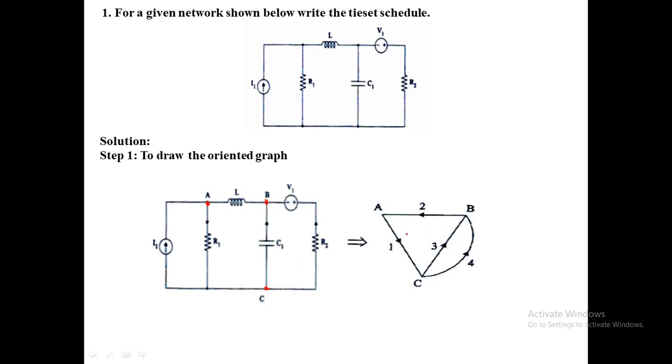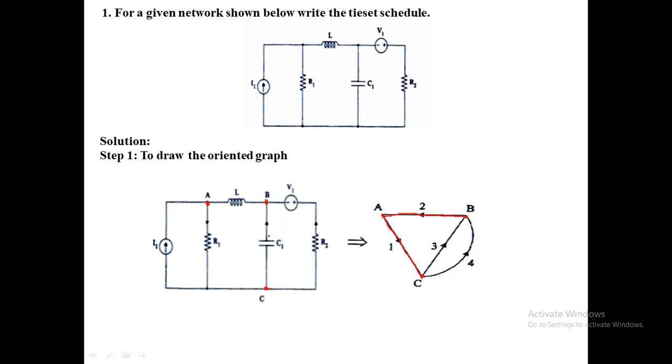Next, we have to draw the oriented graph. For that, first we have to mark the nodes A, B and C. 3 nodes it is having. Next, we have to convert each element into a single branch. Here, for this R1, we have to draw the single branch. And next, here the current means open circuit. No need to consider this current because this is open. Next one, inductance. For this inductance we can mark this as a single branch line.